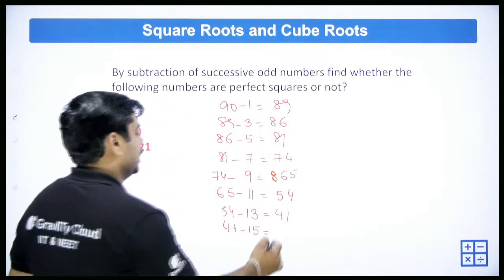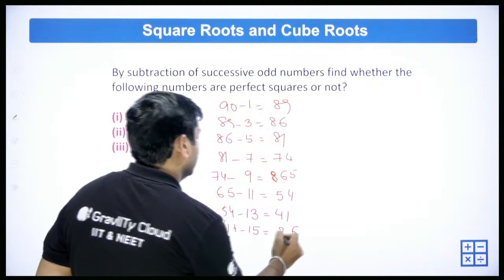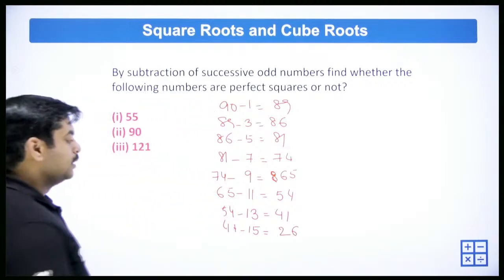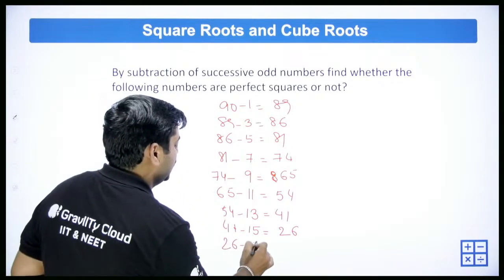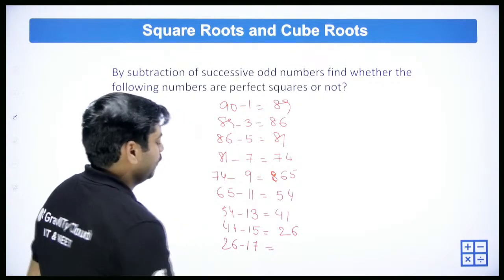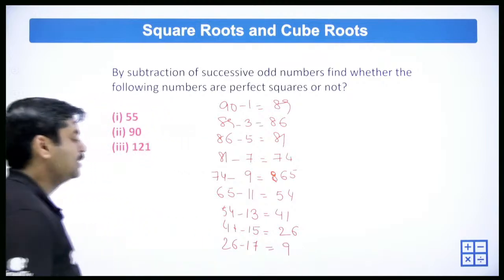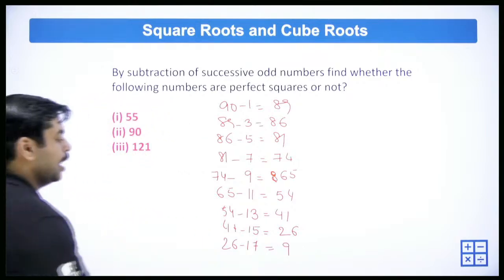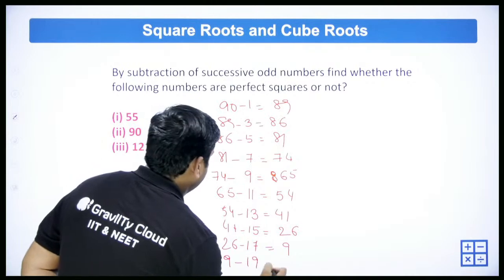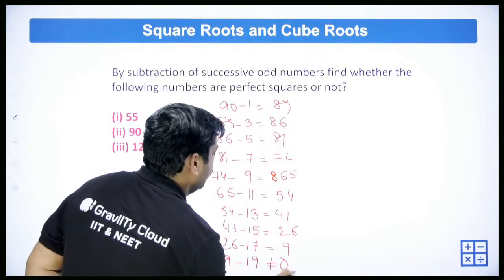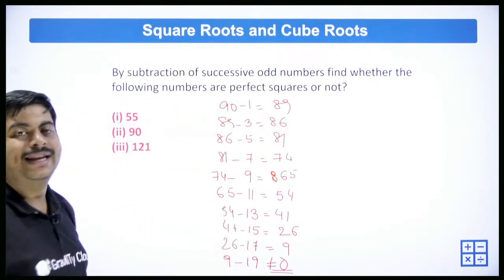41 minus 15 is 26 if I'm not wrong. Okay, so next, 26 minus 17 will give you 9, right? And 9 minus 19 will not give you 0. You'll be going for negative numbers, right?